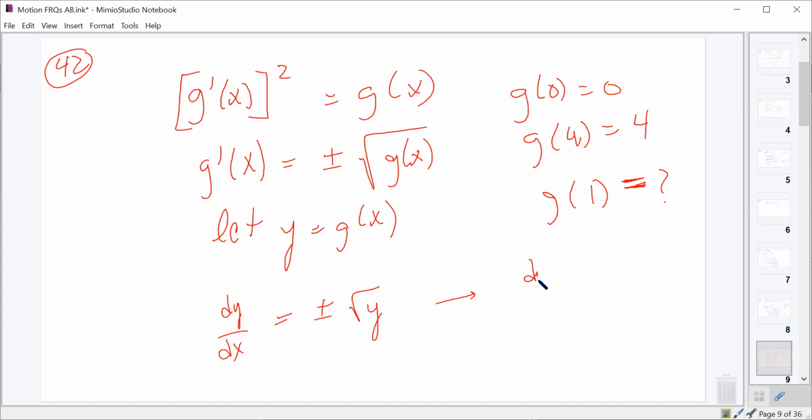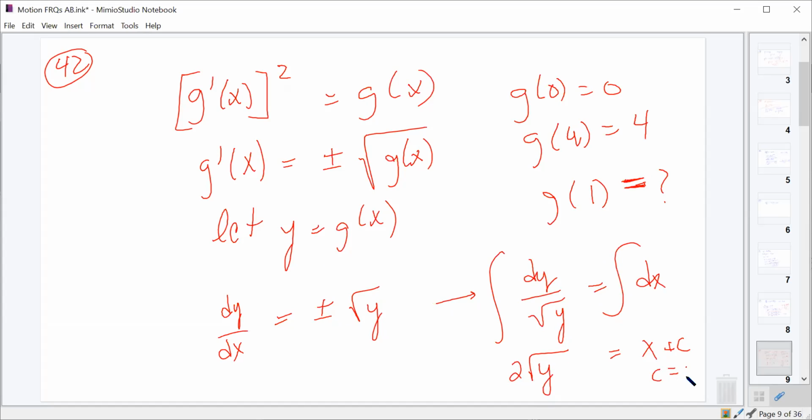And so we could call this, like we already said, we're just going to have the positive terms of this. So dy over root y equals just dx. And when we integrate both sides, that should tell us that 2 root y is equal to x plus some constant. And if we plug in 0 for x and 0 for y, we can see that that constant should be 0. So we're really just looking at this: 2 times the square root of g of x is equal to x.